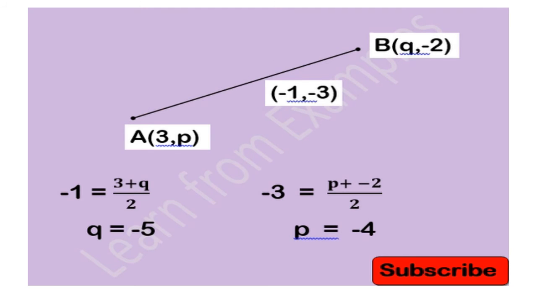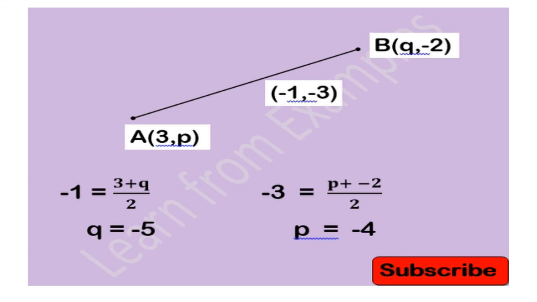To find the x coordinate of the midpoint, we can add the x coordinate of point A to the x coordinate of point B and divide by 2 to come in the middle and get the x coordinate of the midpoint. So if we add 3 and Q and divide by 2, we will come to an answer of negative 1. So if we solve this equation, we'll get a value of Q as negative 5.